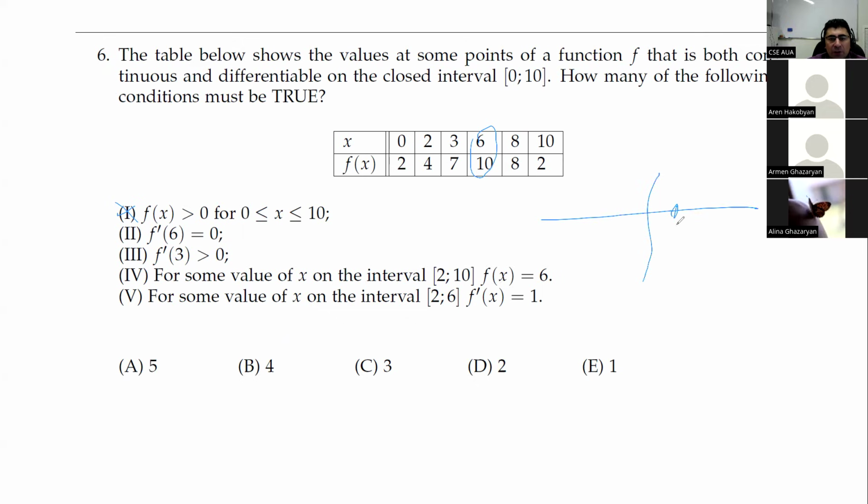But how do we know that? Imagine this is point 3. Here we have 6, and here we have 8. At 3 we have 7. It increases, continues to increase, and then decreases. Maybe the maximum point is not 6, but 7. We don't know, so we cannot say that this is true. Maybe our maximum is at 7.